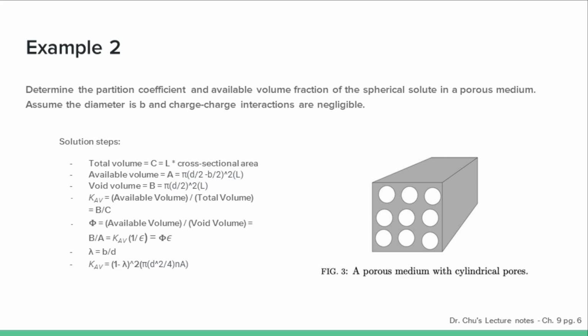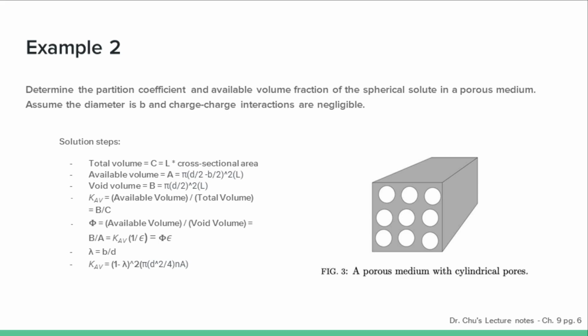Now I will be going over example 2, and this is an example problem on determining the partition coefficient and available volume fraction of a spherical solute in a porous medium, using the same picture from example 1, just solving for different things. First of all, we are going to state the total volume, which is L times the cross-sectional area, but we're just going to call that C. Then we will solve for the available volume, which is pi times d over 2 minus b over 2 squared times L, and then we're going to equal that to A.